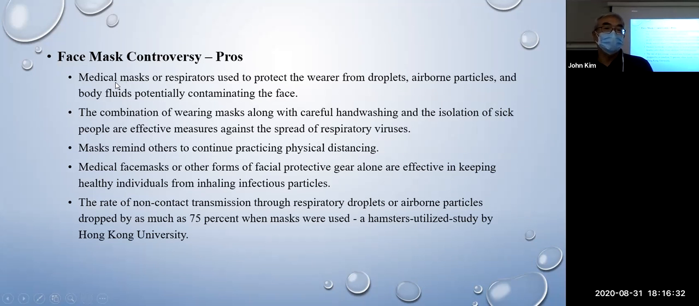And then pros. Many pros like this: medical masks or similar tools are used to protect against droplets, airborne particles, and so on. So they said wearing a face mask protects people from the virus. Then a combination of wearing a mask with washing your hands, not touching your face, and so on works better. And masks remind others, if we wear masks, then others keep their distance.